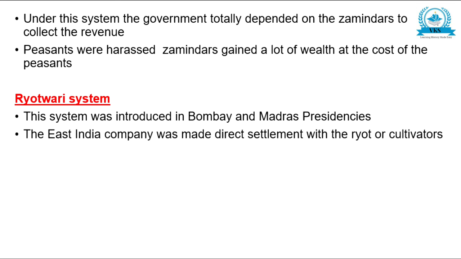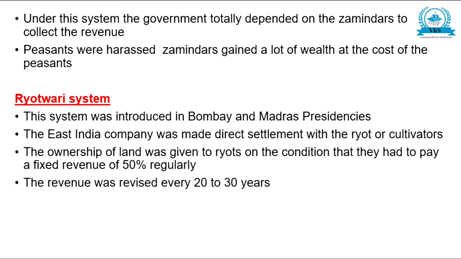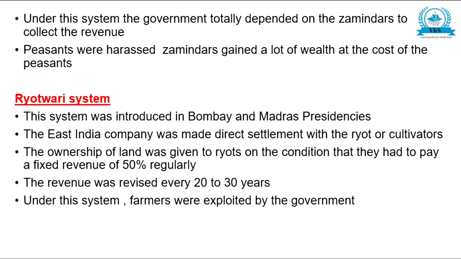The East India Company made direct settlement with the ryots or cultivators. The ownership of the land was given to ryots on the condition that they had to pay fixed revenue of 50% regularly. The revenue was revised every 20 to 30 years. Under this system, farmers were exploited by the government.